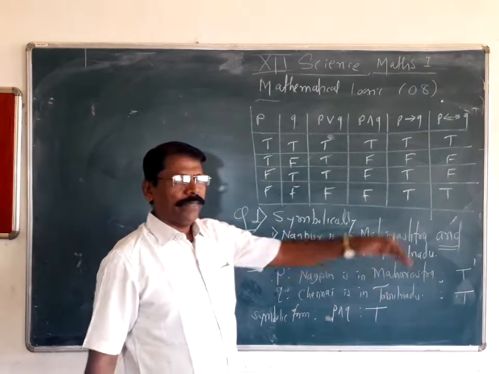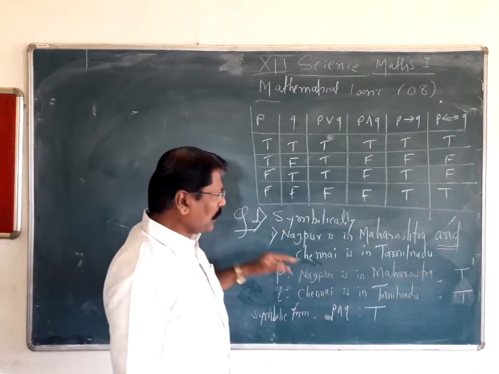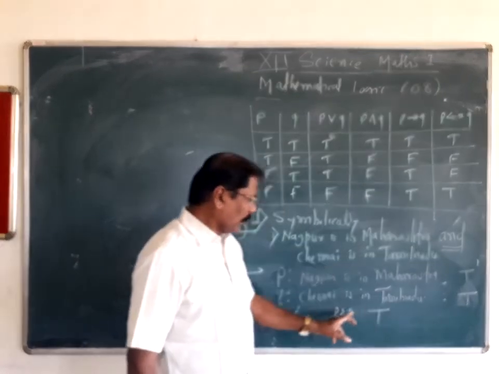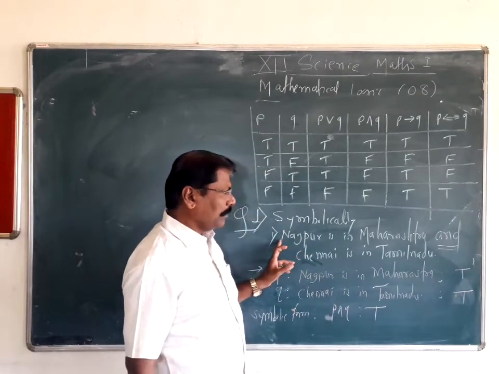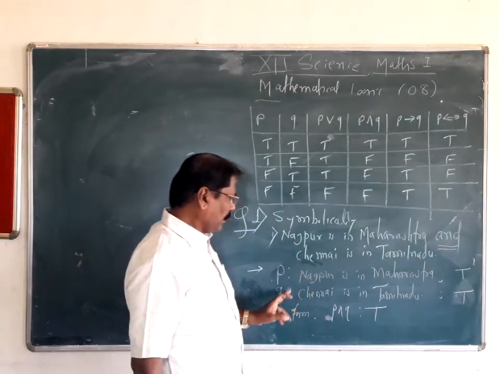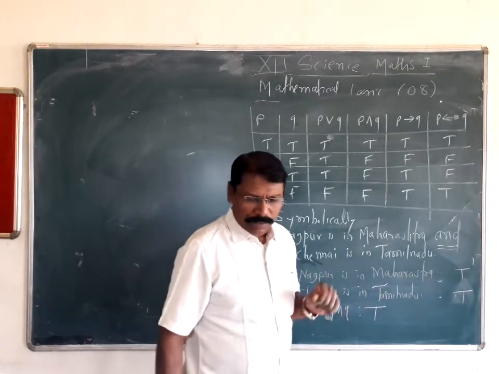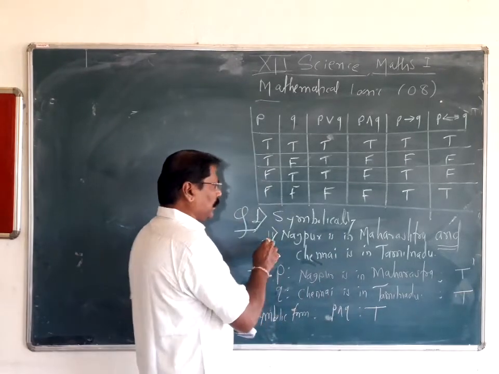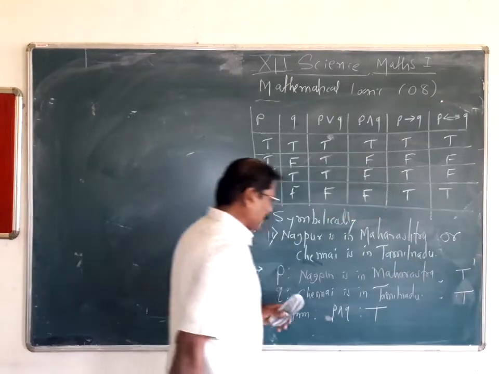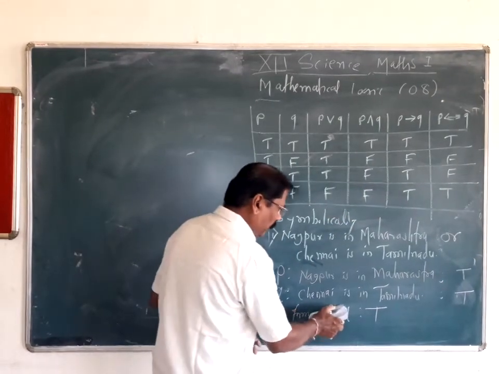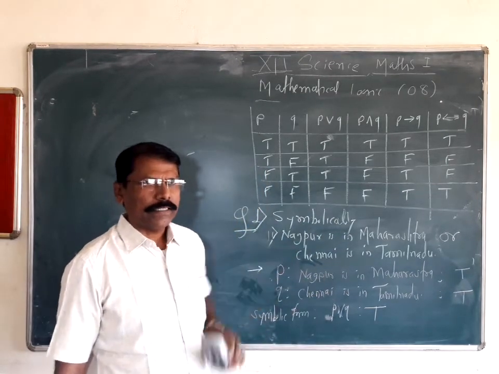Now the same statement we can generate as a disjunction. Suppose it is AND, then you use the symbol ∧; for OR, the symbol is ∨. If, then there will be the symbol implies. If and only if, the double implication. So I can generate this second example: Nagpur is in Maharashtra or Chennai is in Tamil Nadu. The symbolic form is P ∨ Q. The truth value is T.